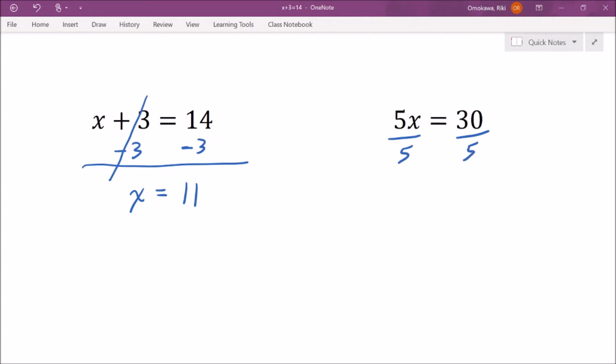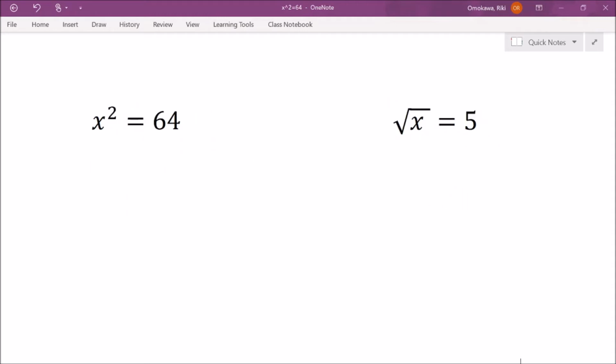And now multiplying by 5 and dividing by 5, those cancel each other on the left side. And you get x by itself. And then on the right side, 30 divided by 5, our answer is 6. So if you think about it, oftentimes when we're solving equations, we're applying an inverse function to both sides.